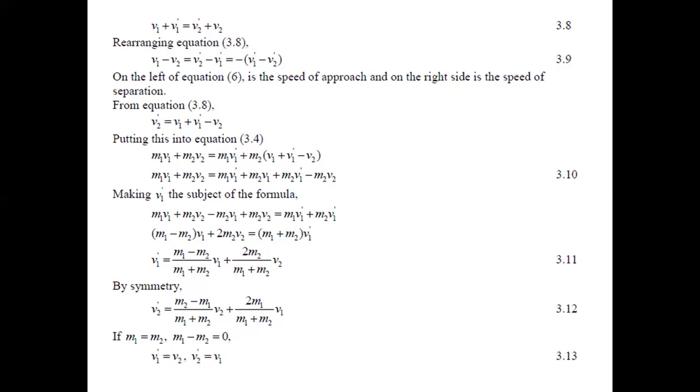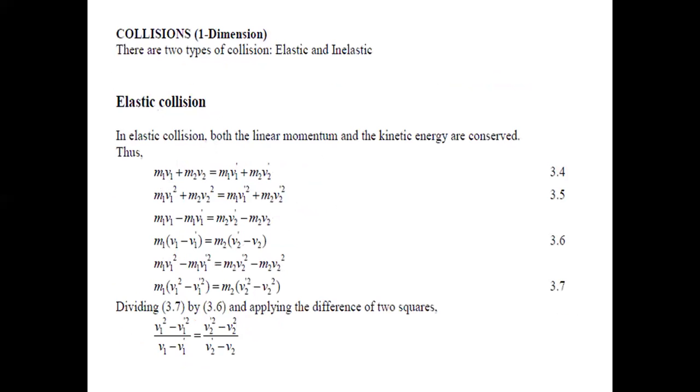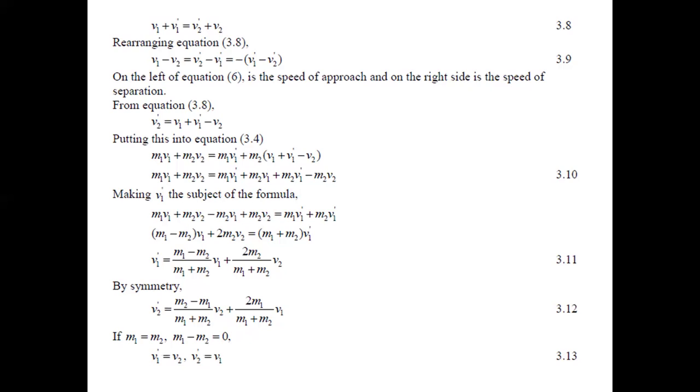If we put this into equation 3.4, m1 v1 plus m2 v2 equals m1 v1 prime plus m2 v2 prime, we're going to arrive at m1 v1 plus m2 v2 equals m1 v1 prime plus m2 times something. Instead of writing v2 prime, we just import that last equation, that is v2 prime equals v1 plus v1 prime minus v2. Put it into that expression, and then what you get is equation 3.10: m1 v1 plus m2 v2 equals m1 v1 prime plus m2 v1 plus m2 v1 prime minus m2 v2.